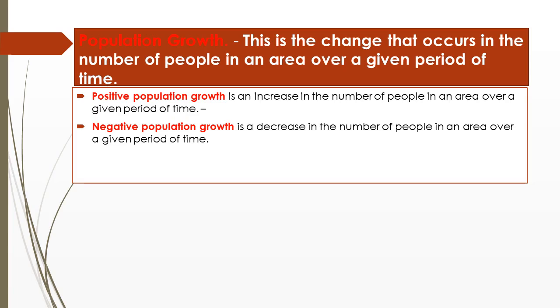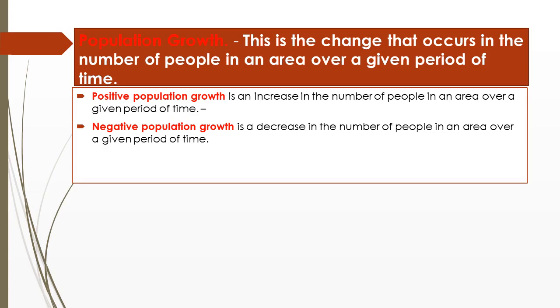We look at another term that we call population growth. It is the change that occurs in the number of people in an area of a given population period of time. For example, in a country like Kenya, we can have refugees coming to our country, and when they come, there is an increase in the number of people in our country over that period of time. Or we may experience an exponential growth. Maybe the birth rates have increased. So once we experience that, an increase in the number of people in a given place, then we have what is called positive population growth.